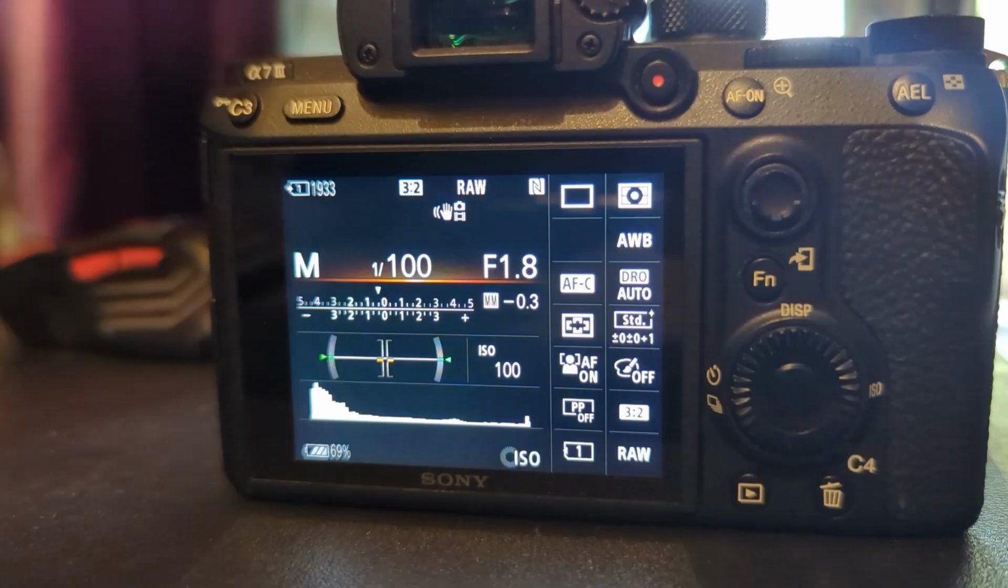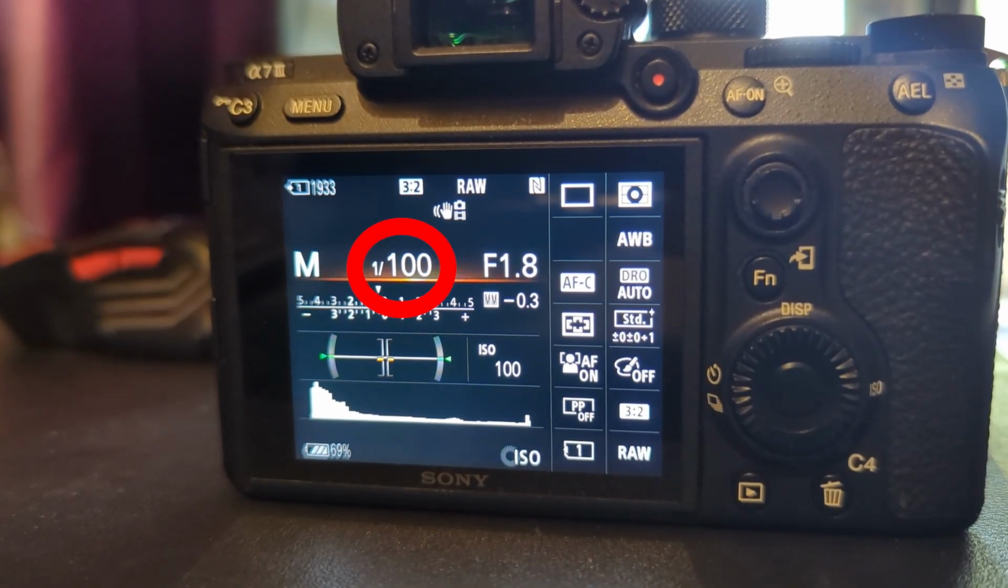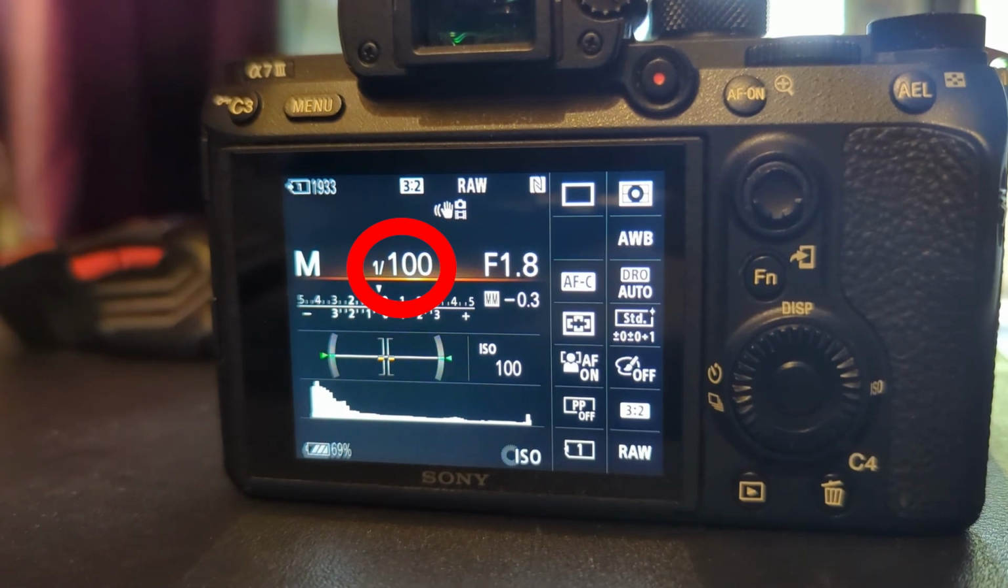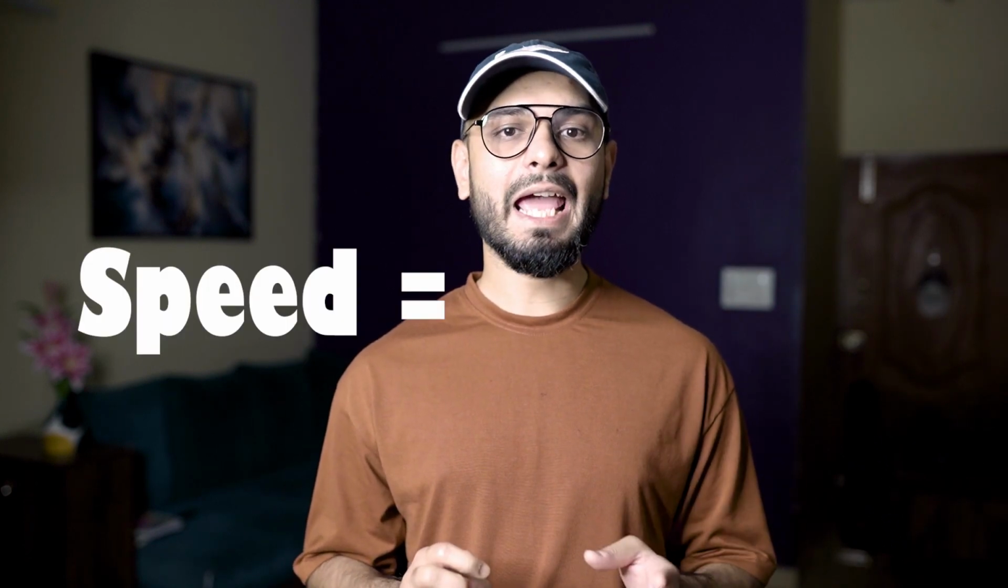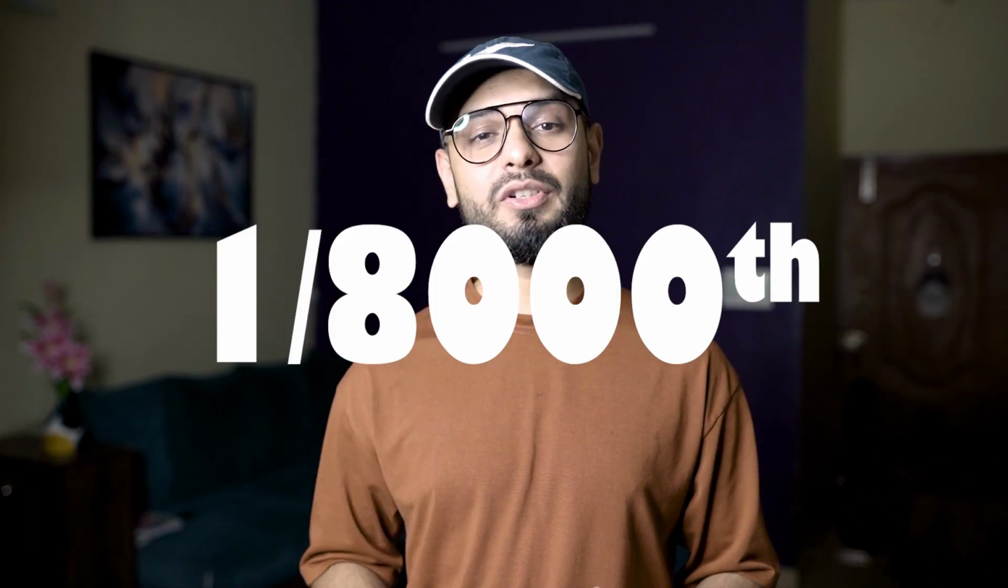You can see the shutter speed here on the screen. In this case, it says 1 by 100. That means the shutter will be open for 1/100th of a second. Always remember, the shutter speed is displayed as a fraction of time. If you think 100th of a second is fast, some cameras can go up to 1/4000th of a second or even 1/8000th of a second. You can pause the video and process that information.